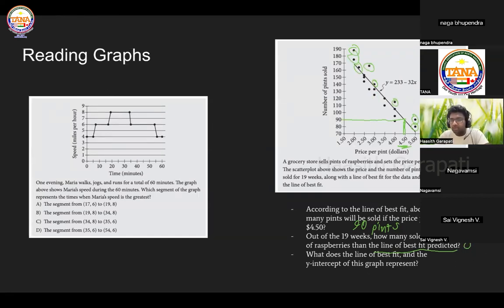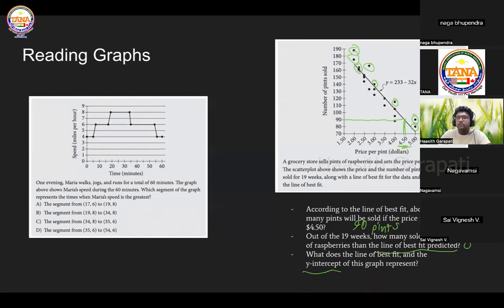And then lastly, okay, what does the line of best fit and the y-intercept of this graph represent? Okay, this is actually something really important where you need to use common sense. Well, the line of best fit is simply the prediction for how many pints they're going to sell depending on the price. But then they ask, what does the y-intercept of the graph represent?